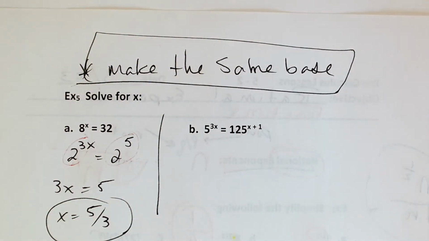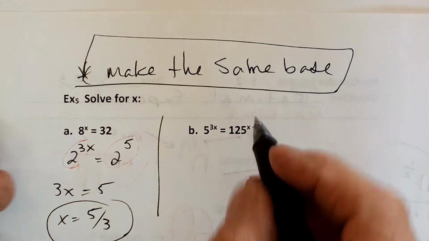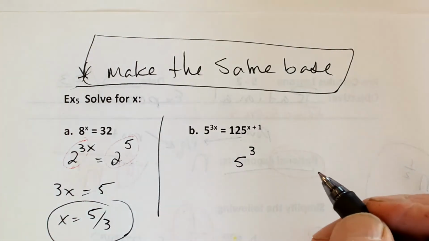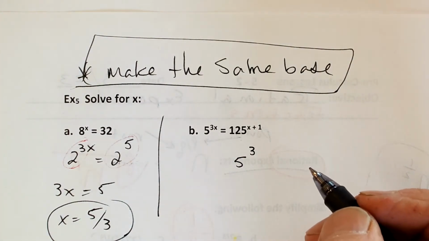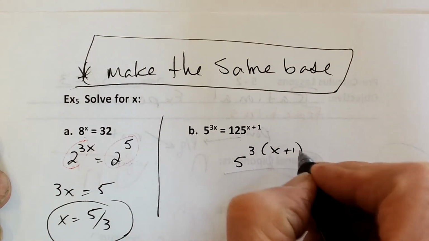B. Well, I think 125 can be a 5, right? 5 to the 3rd, right? 5 to the 3rd. So 125 is the same thing as 5 to the 3rd. That's 125, right? 5 times 5 times 5. So, yeah, good.